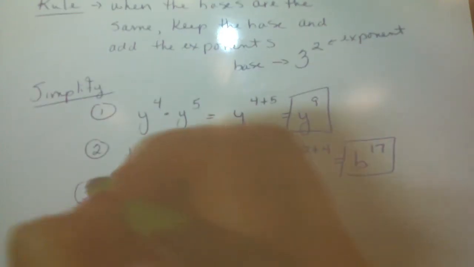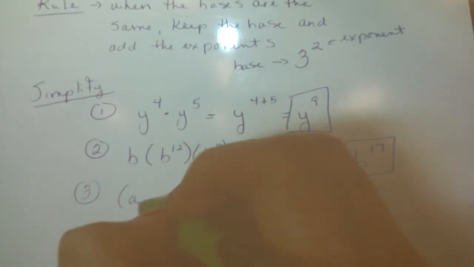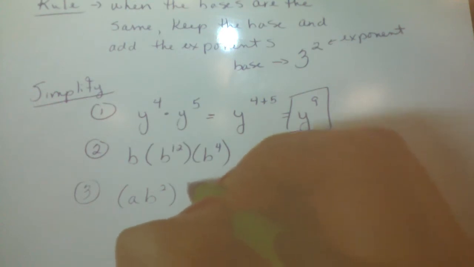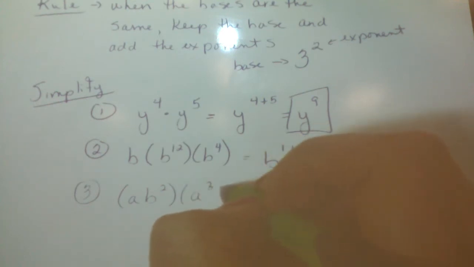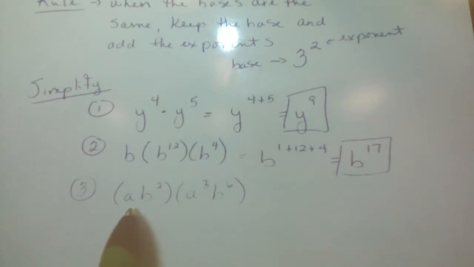Take a look at example number 3. Now we're going to put a couple of variables together. I have a b squared times a cubed b to the 6th. And if you notice, the first problem there was a multiplication dot. The other problems have parentheses, and that's fine. They both mean the same thing. It's still multiplication. So I'm going to take a look at the a's first. Since there are 2 variables, you have to do one at a time.